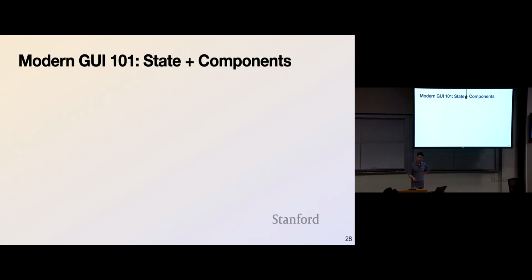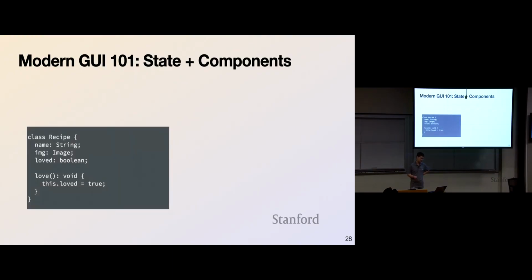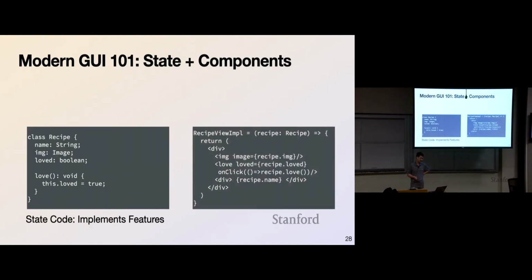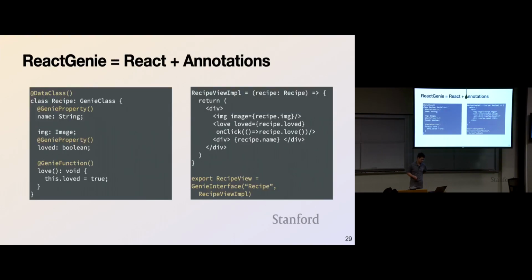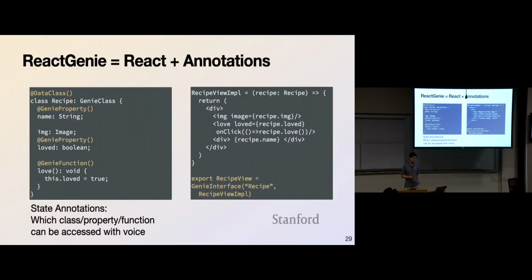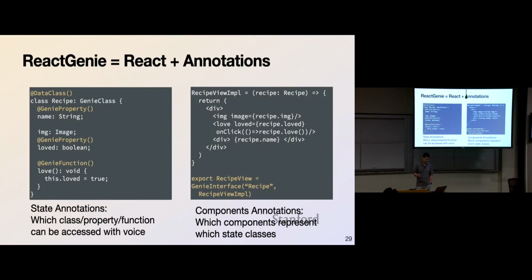So, a quick crash course. As I mentioned slightly before, all GUI apps have state code, which is the logic behind it, and components code, which is how you display the UI for the users. We ask developers to add some annotations in the state code to declare which class, which property, which function needs to be accessible through the multimodal interaction interface. And in the components annotation, they annotate that this component represents that object in the state. So we have this very explicit mapping in both directions. When you tap on something, I know what it is. And when I need to render something, I know what class I need to use to render the results.